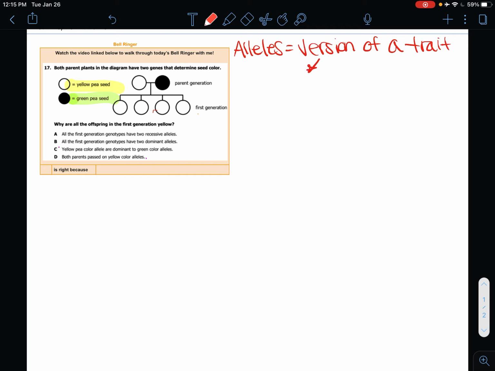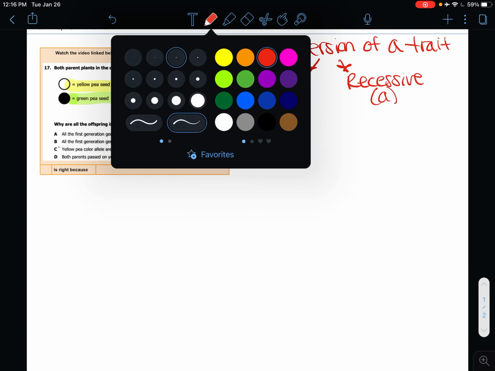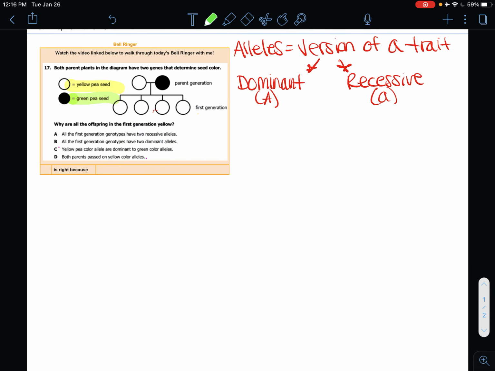Now, we know when it comes to alleles, the two versions, we have either dominant or recessive. And again, dominant we represent with a capital letter, recessive with a lowercase letter, okay? So you don't just have one little allele for your traits, you have one allele from both parents, right? Because you get half of your traits from one parent, half of them from the other. So those two alleles combine to form your genotype.